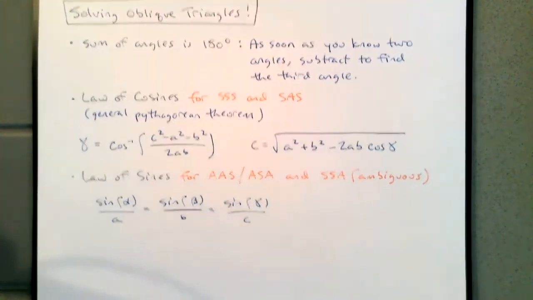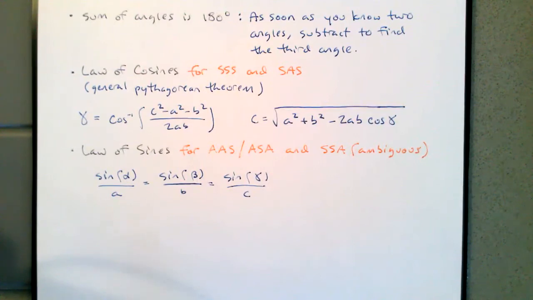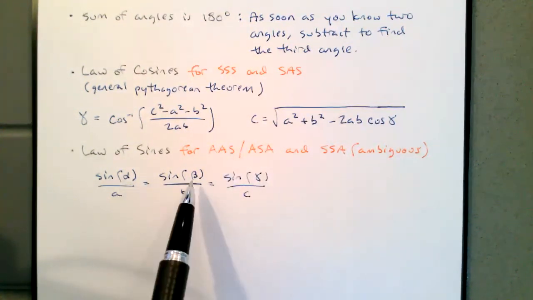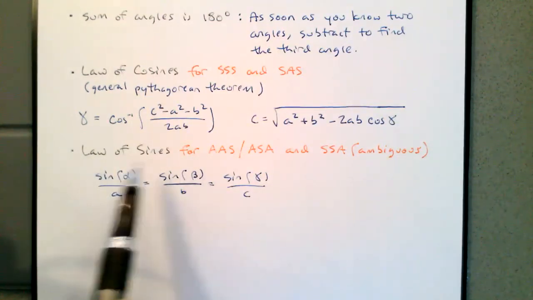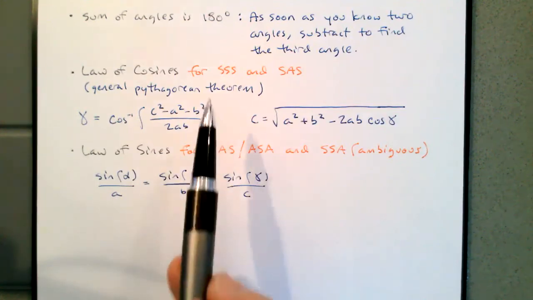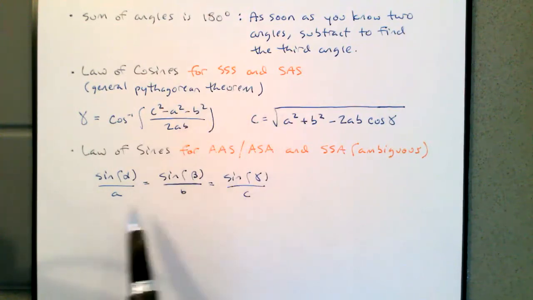That means the sine of alpha over a is the same as sine of beta over b, and that equals the sine of gamma over c. We can see why we need two angles and a side, because if I have two angles, alpha and beta, I need a or b, and then I can use these first two parts of the law of sines. Notice that if I have side, side, side, I don't get to use the law of sines. I have a, b, and c, but I don't have two parts of this equation that I can put together.